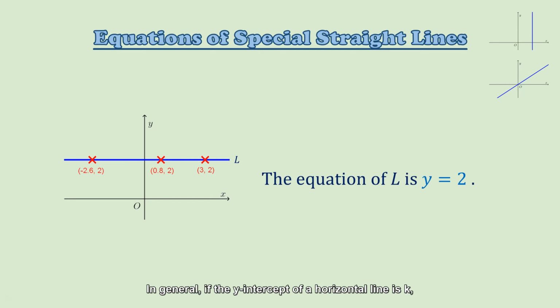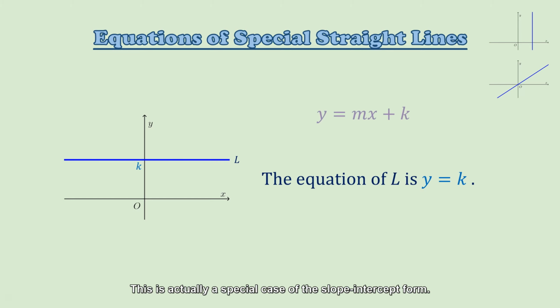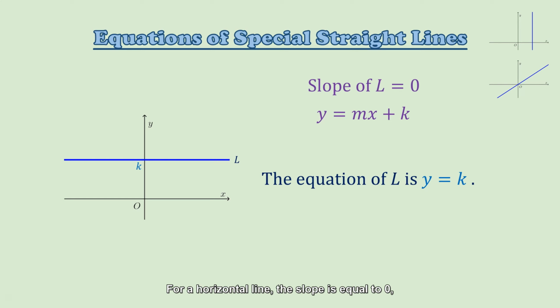In general, if the y-intercept of a horizontal line is k, then we can conclude that the equation of this horizontal line is y equals k. This is actually a special case of the slope-intercept form. For a horizontal line, the slope is equal to 0. And according to the slope-intercept form, y is equal to mx plus k. So that means m is 0 and therefore y is equal to k.